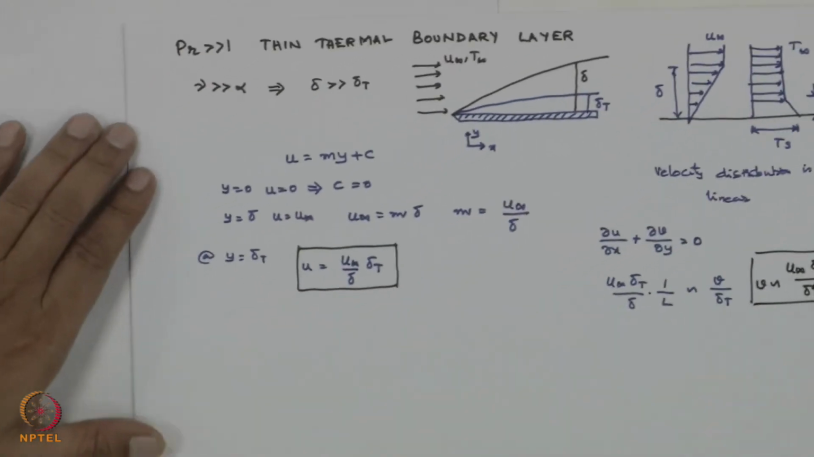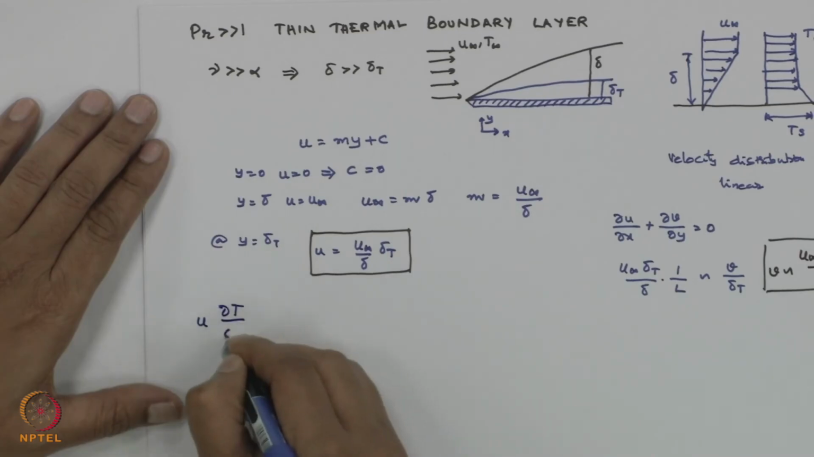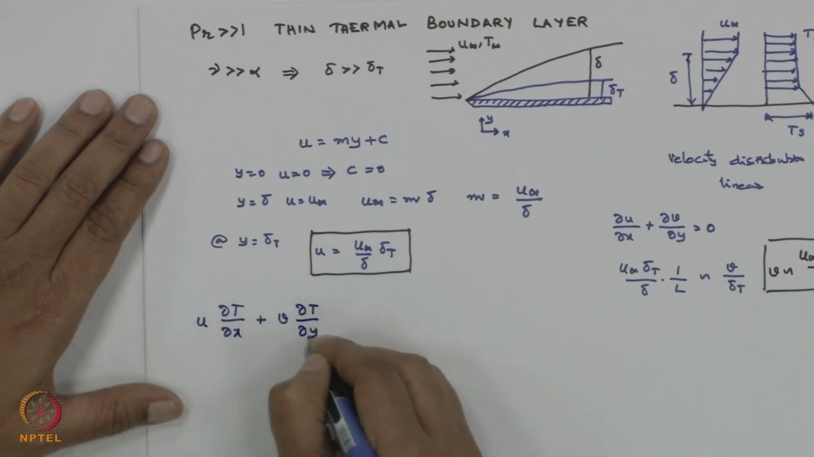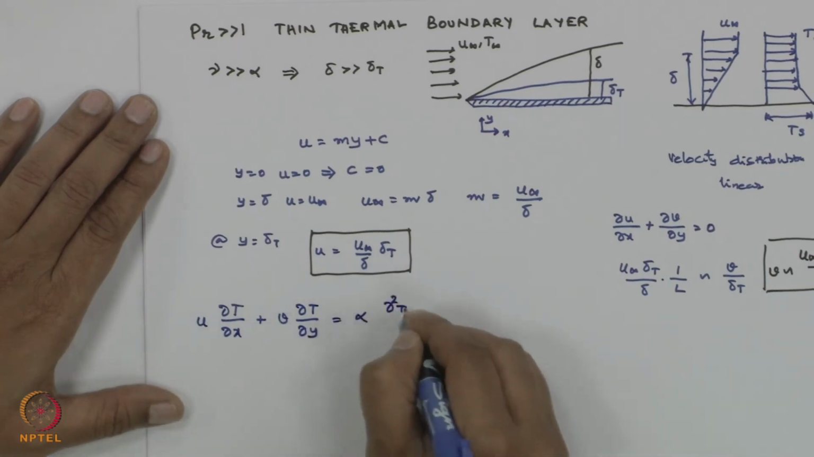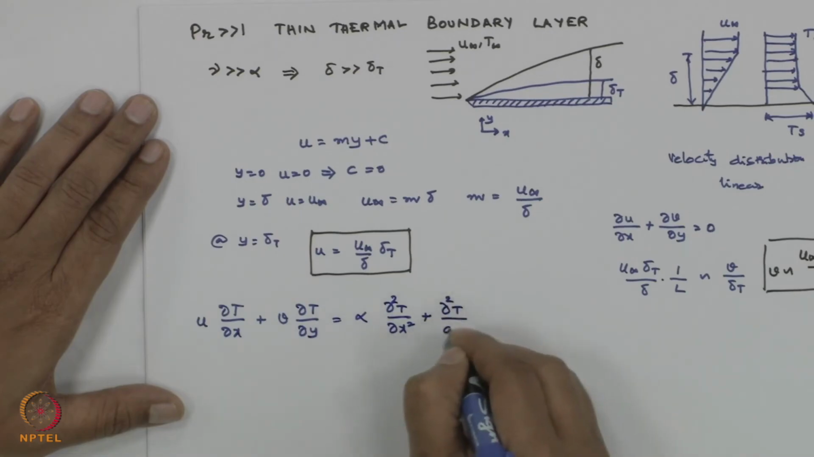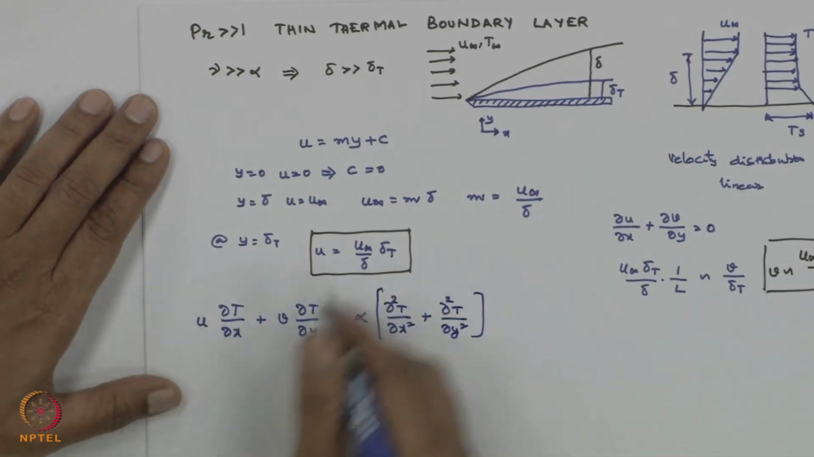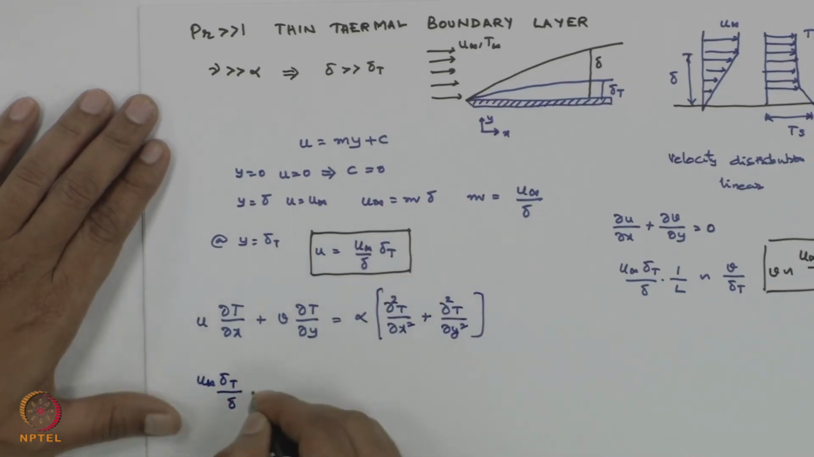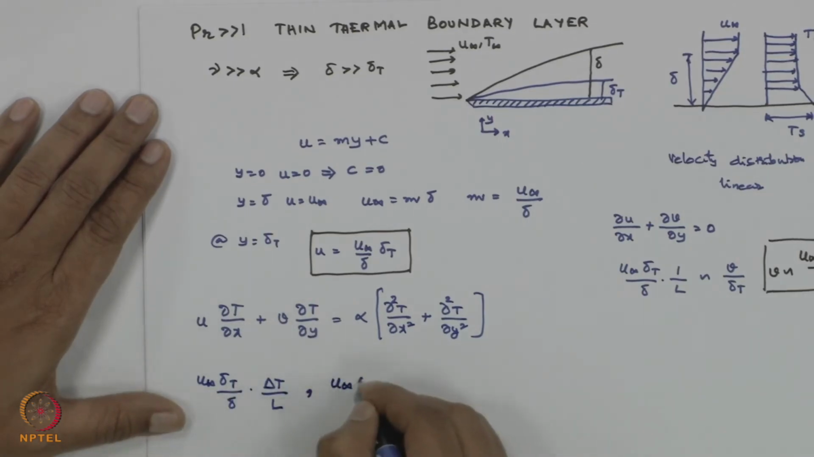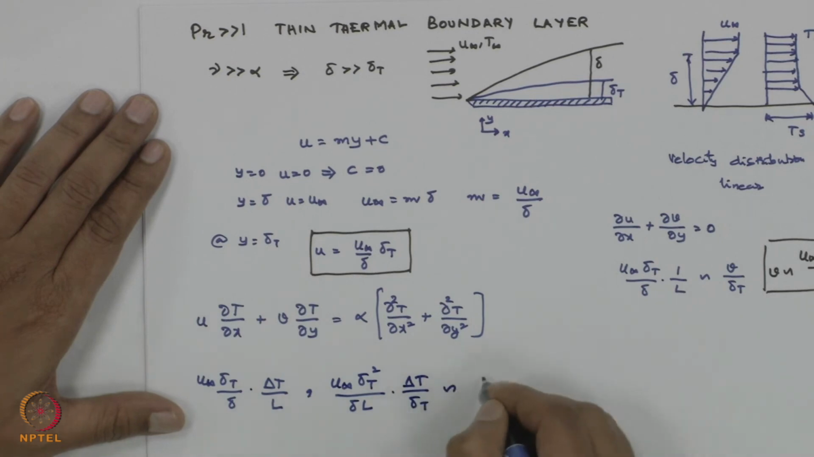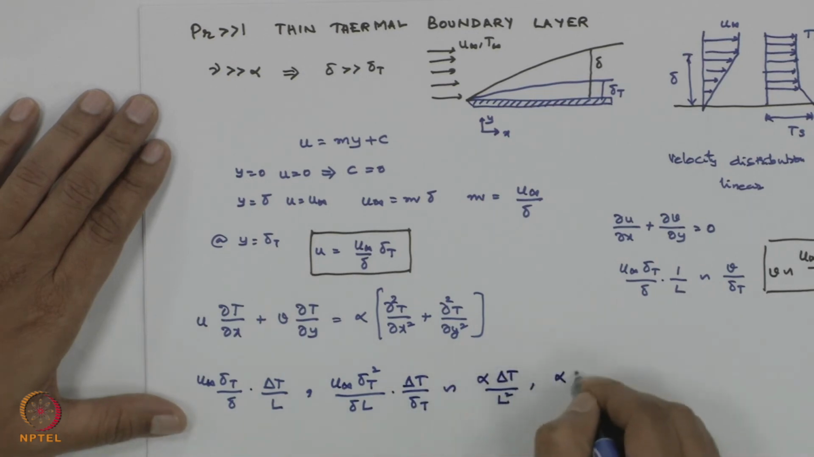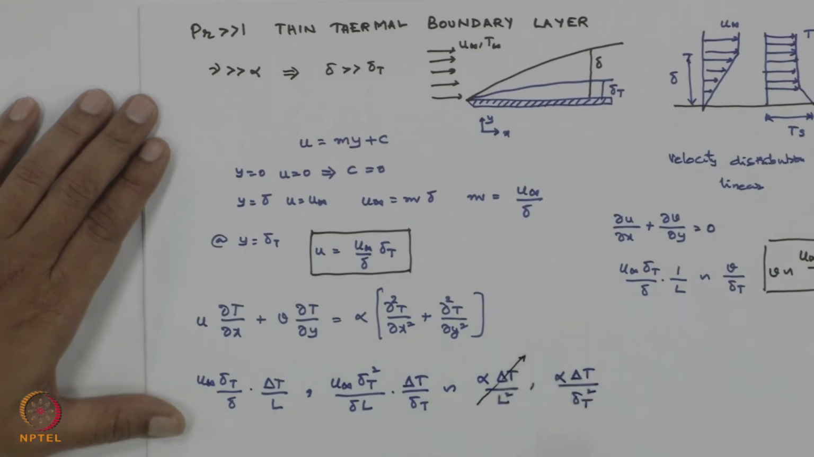Now let us get back to our energy equation. In my energy equation, I get u del T by del x plus v del T by del y equal to alpha times del square T by del x squared plus del square T by del y squared. So what is the scale of u? It is u infinity delta t by delta into delta t by L, x scales to L, comma, v is u infinity delta t squared upon delta L into delta t upon delta t, which is of the order of alpha delta t upon L squared, comma, alpha delta t by delta t squared. You see here both the scales are the same, and this scale is very small, this can be neglected.